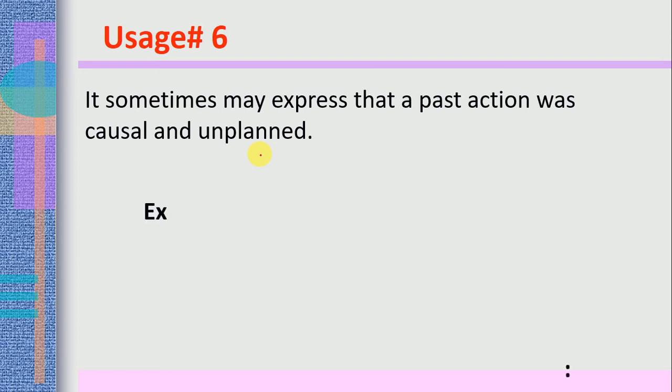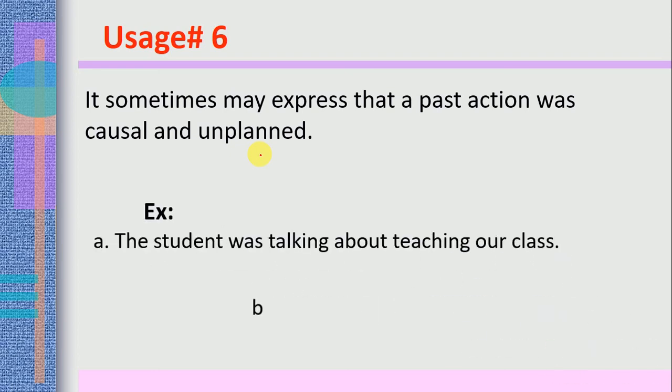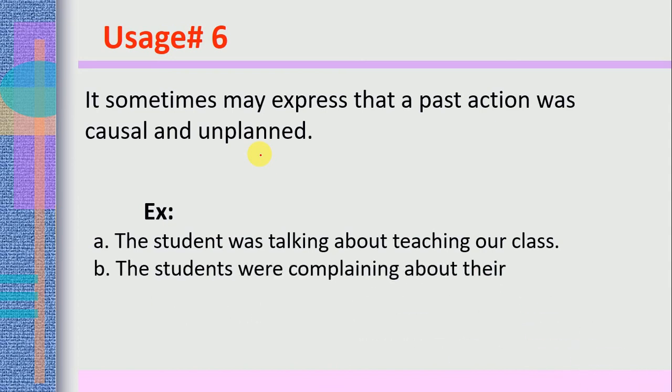Now, an example. The student was talking about teaching our class. The student was what? The student was talking about teaching our class. It means it was casual, right? Casual action. The students were complaining about their new lecturer.